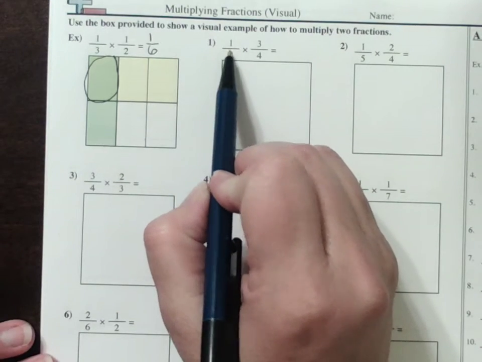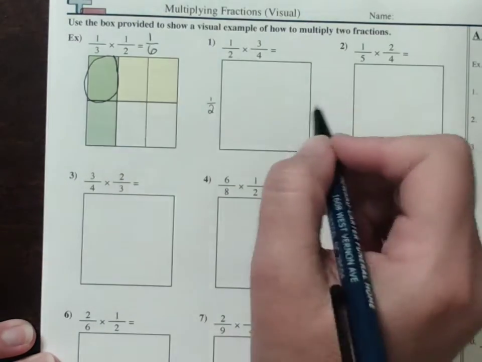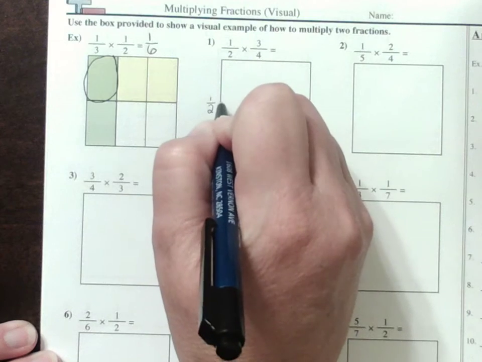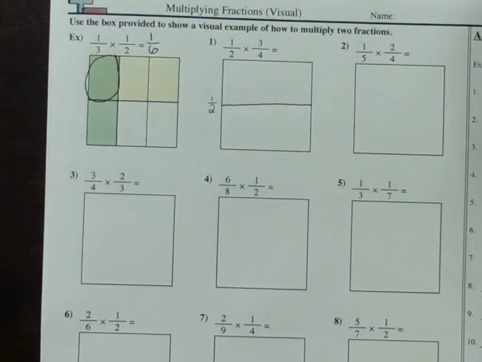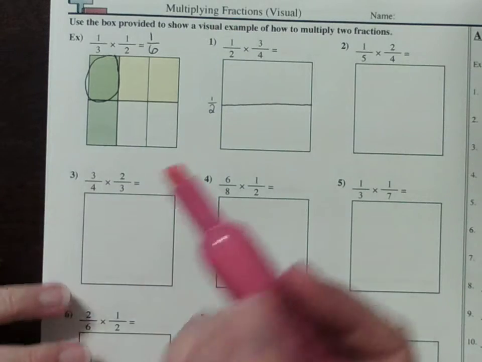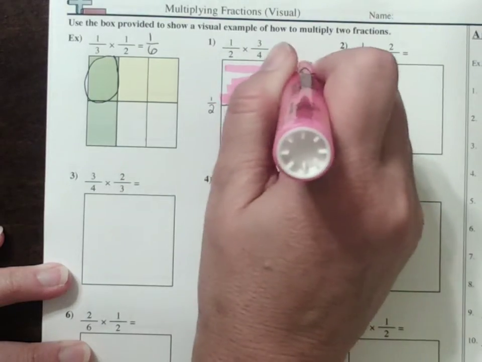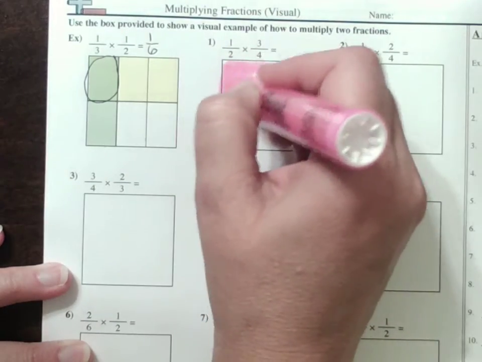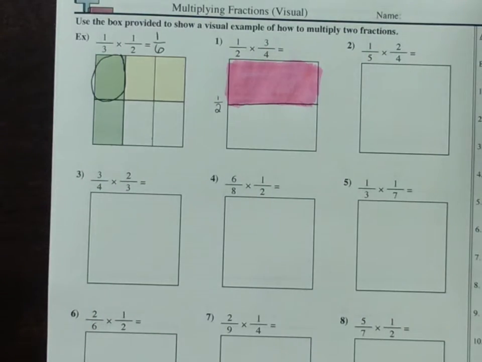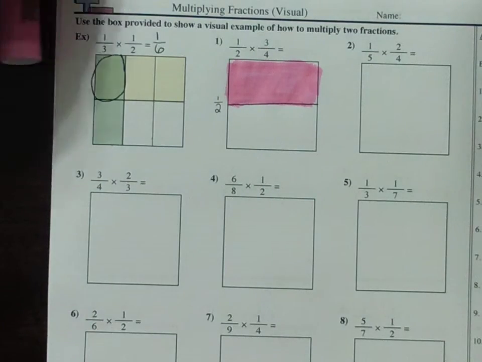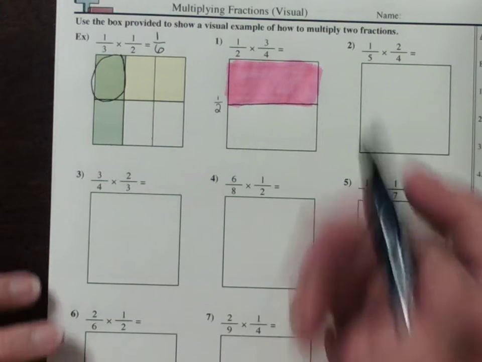All right, so we have 1/2. So we're going to come over here, and sometimes I like to write the fractions off to the side so we know. And I'm going to split this in half. So find the center and split it in half. And then I'm going to shade my half. All right, and then we're going to split it into fourths from top to bottom.